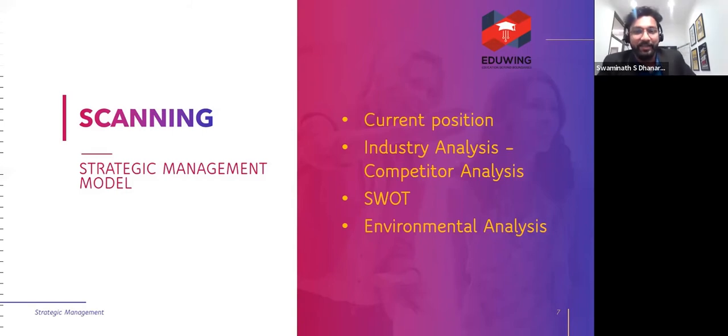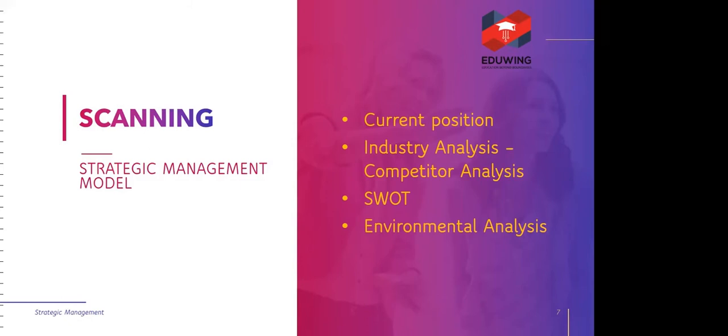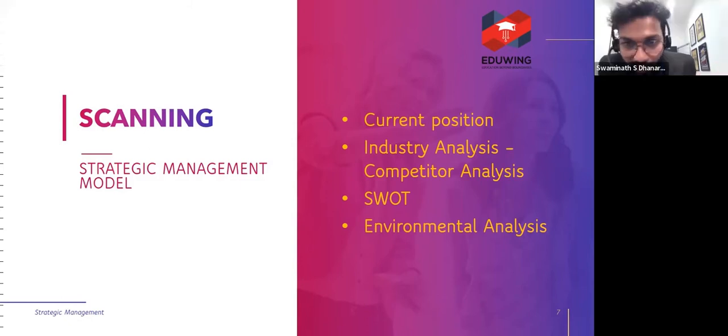That's the current position. Next, the industry analysis and the competitor analysis. We will be having competitors. We know about the industry. Suppose a person is working in the oil and gas industry, there are 100 companies, and the particular company is in 15th position. We need to identify, okay, fine, the industry is a very good industry with a very good future. At the same time, who are our competitors? We need to identify that also. Then we'll identify where we are now.